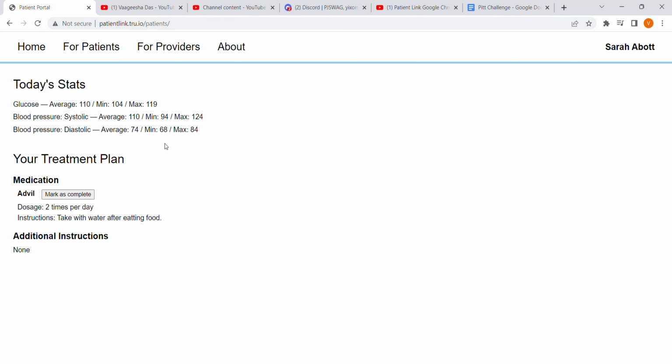They can look at their average, minimum, and maximum glucose level and blood pressure, which is also divided into systolic and diastolic. And they also have access to their treatment plan in a readable way that lets them look at what they're prescribed, how often, and what their dosage is, and then they can even mark it as complete for the day.